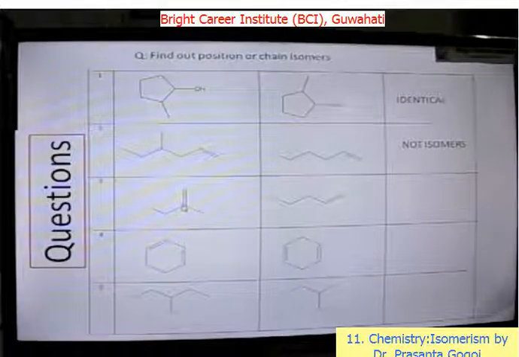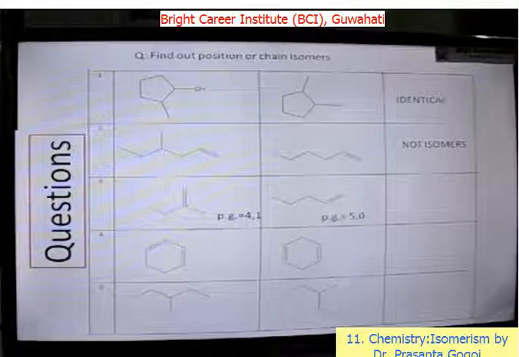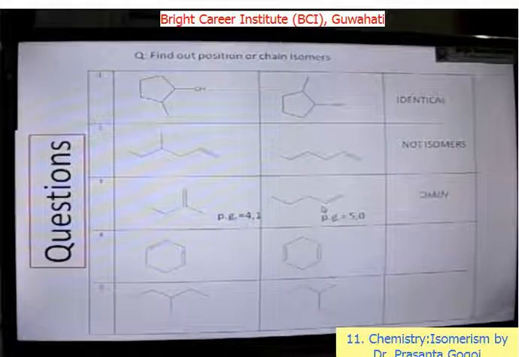And number 3, you can check out the page number: 1, 2, 3, 4, 4, 1. And here 5, 0. So both have different page numbers, so it is considered as the same isomers. You can calculate the other two also.